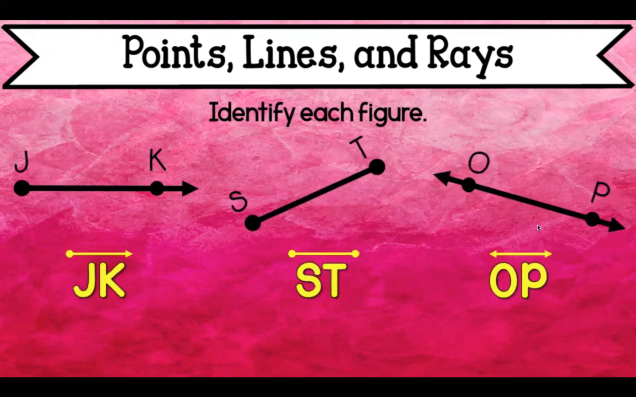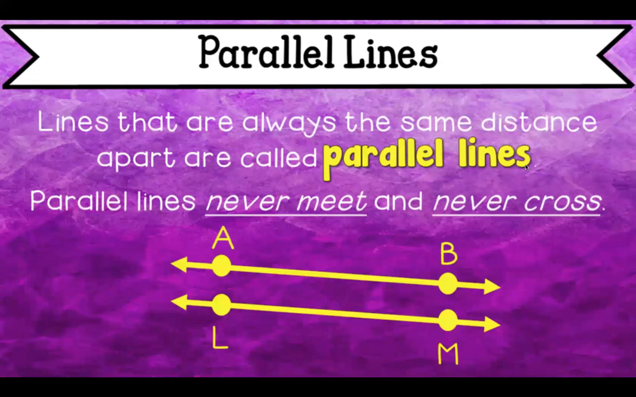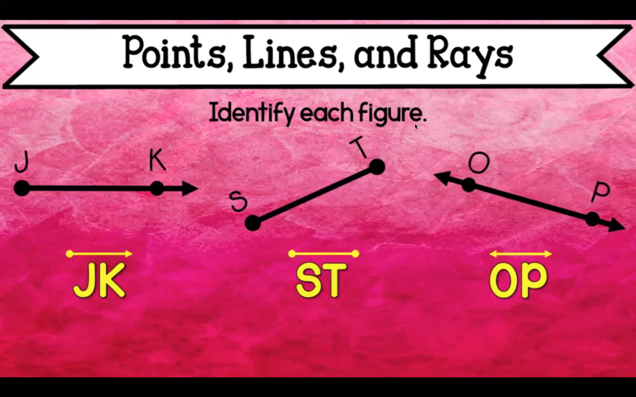Now, here are some more. We've got JK, that would be called ray JK, okay? Because it goes on in one direction. Now, ST looks like it has two endpoints. That makes it a line segment. It's called line segment ST. This one, the line, it goes on forever in both directions, so it would simply be called line OP. We've got a ray, a segment, and a line. Okay? Now, so we've talked about lines.